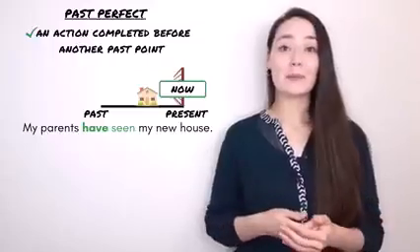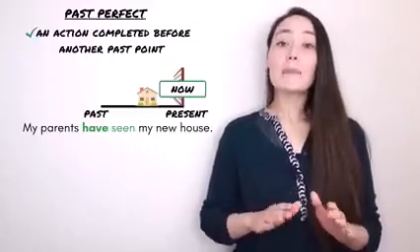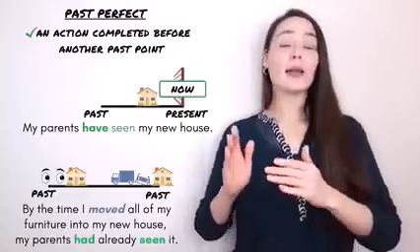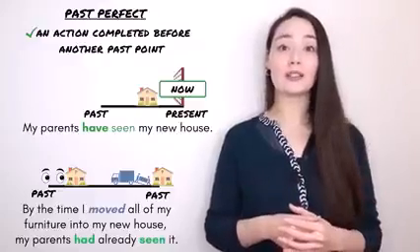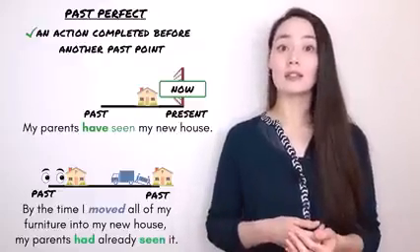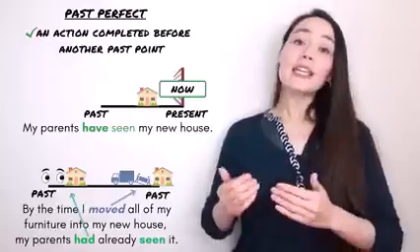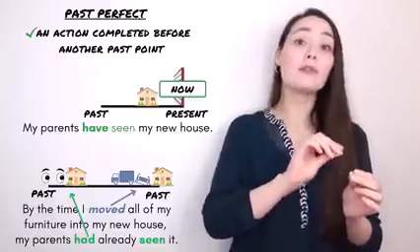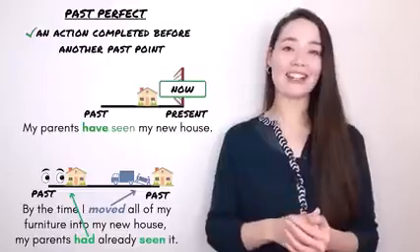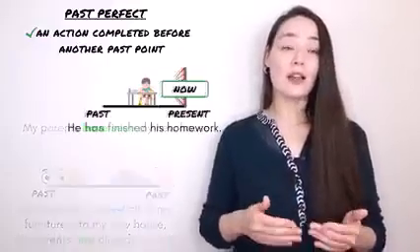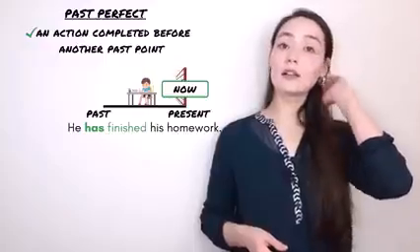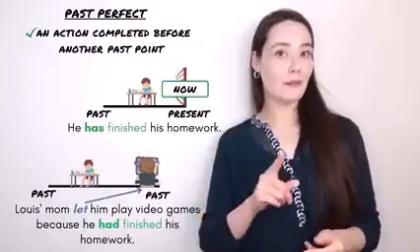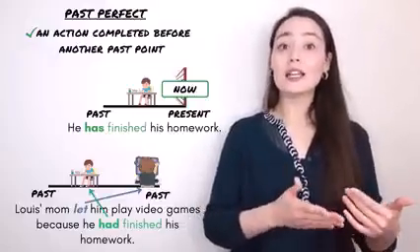Let's do another example. Present perfect. My parents have seen my new house. Past perfect. By the time I moved all of my furniture into my new house, my parents had already seen it. Here in this example, even though the past perfect comes second in the sentence, it's still clear it happened before that past simple action. Present perfect. He has finished his homework. Past perfect. Louis's mom let him play video games, past simple, because he had finished his homework.